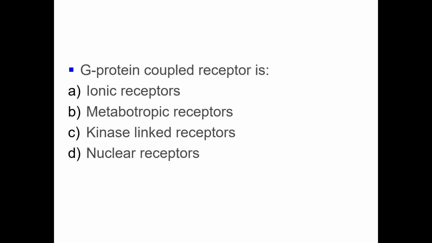Next is the G protein coupled receptor. Is it an ionic receptor? No. It is a metabotropic receptor. The others are kinase linked and nuclear receptors. So there are four types of receptor mainly by which the drugs act. The G protein coupled receptor belongs to the metabotropic receptors, because once this is activated, it is going to take care of many metabolic actions. There are many other names given to the G protein coupled receptor, like serpentine receptor, or seven transmembrane receptor. So metabotropic is the correct answer.